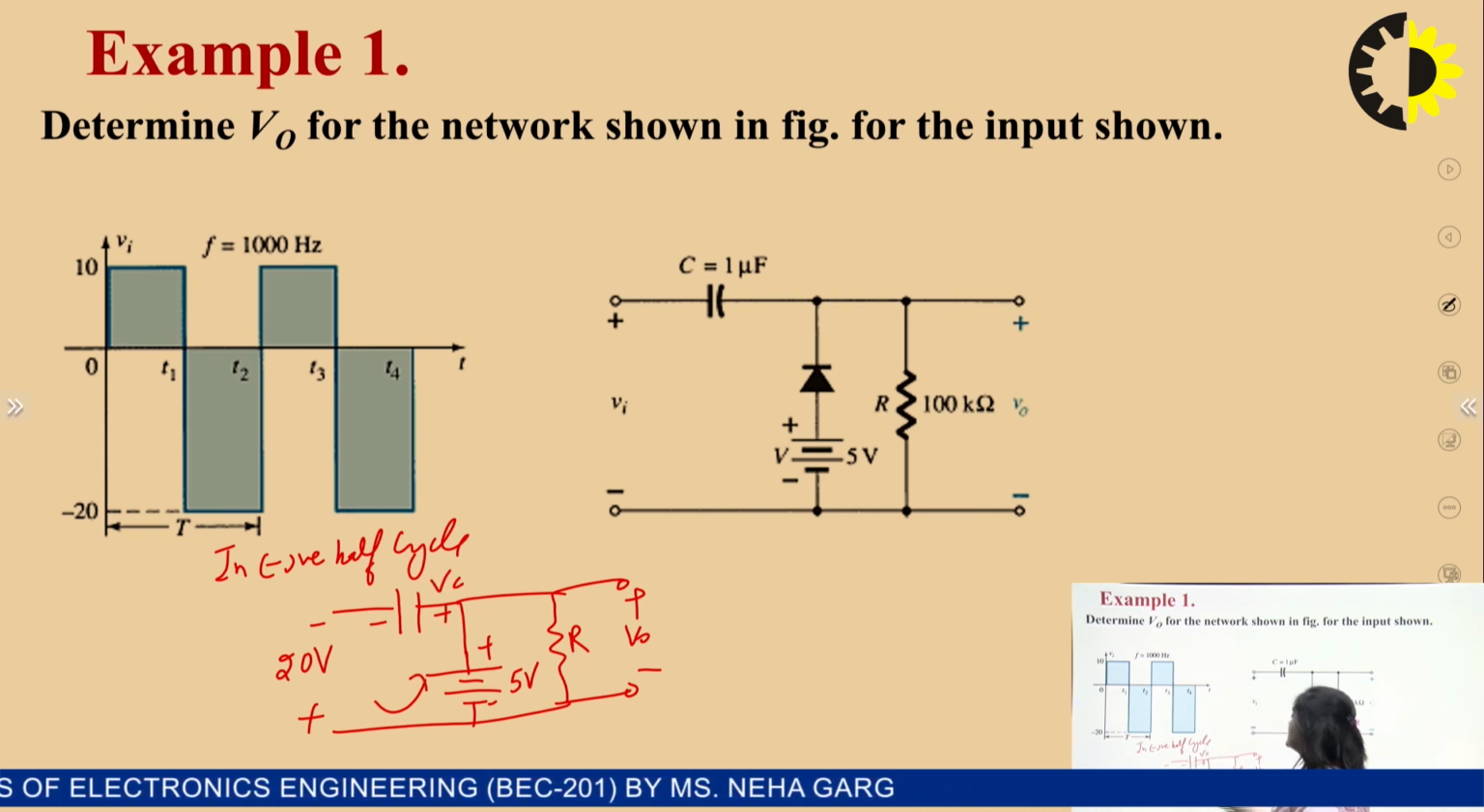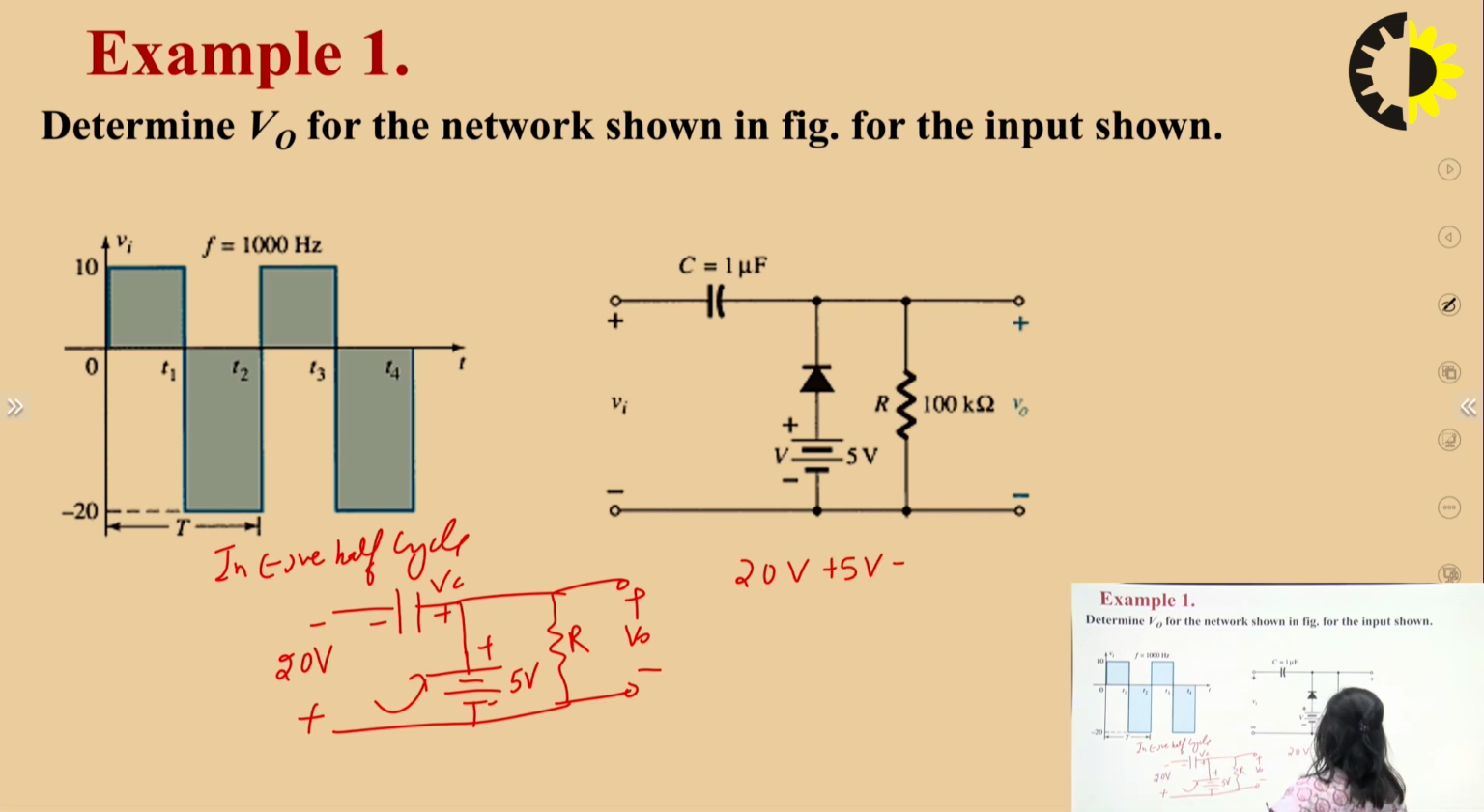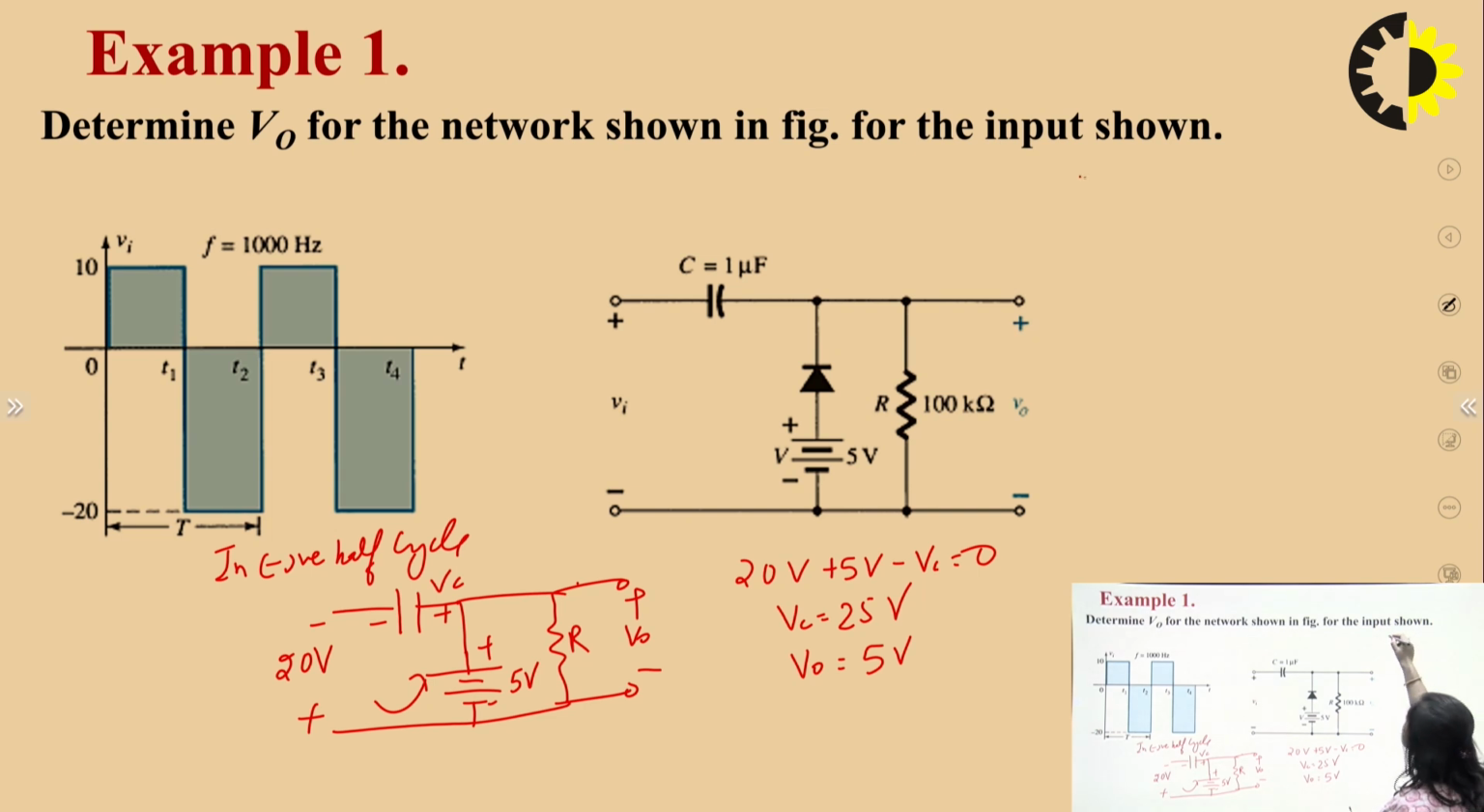So it will be minus, it will be plus. This is VC. Now we can apply KVL here. So minus plus 20 volt. After that plus 5 volt. After that this VC is equal to 0. So VC would be equal to 25 volt. And output will be equal to 5 volt, because this output is across this resistance and this resistance is parallel with the 5 volt. So output will be equal to 5 volt. So this is the case when in negative half cycle, when the diode is forward bias, and when diode is in reverse bias in positive half cycle, this diode will be open circuit.